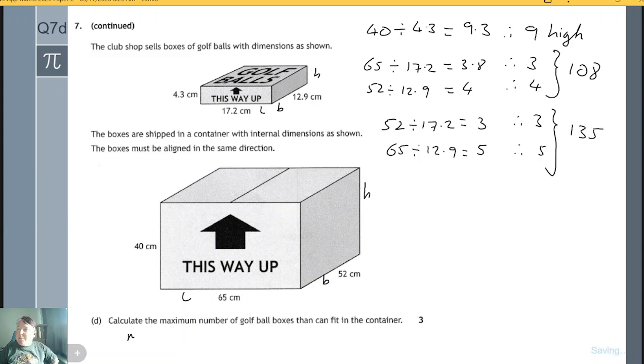So the maximum number of golf ball boxes is 135. Okay, and that is the last question. We are done.